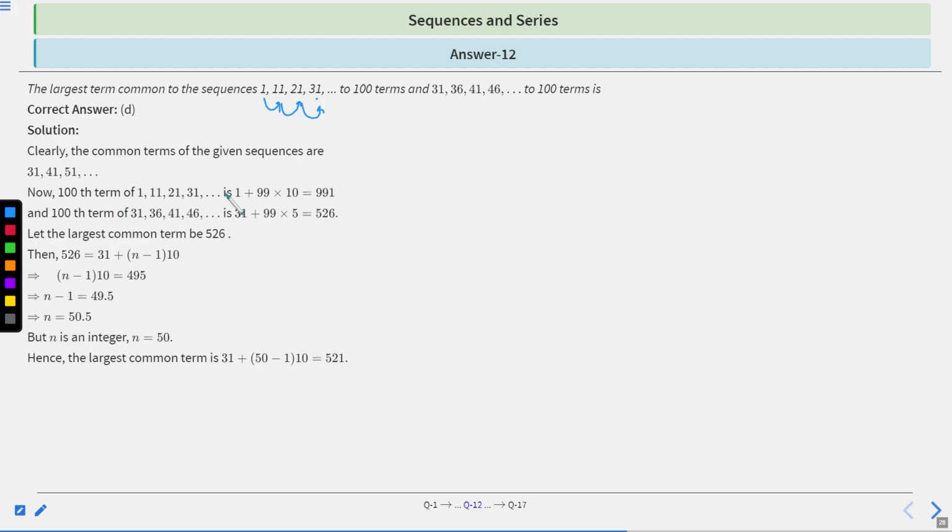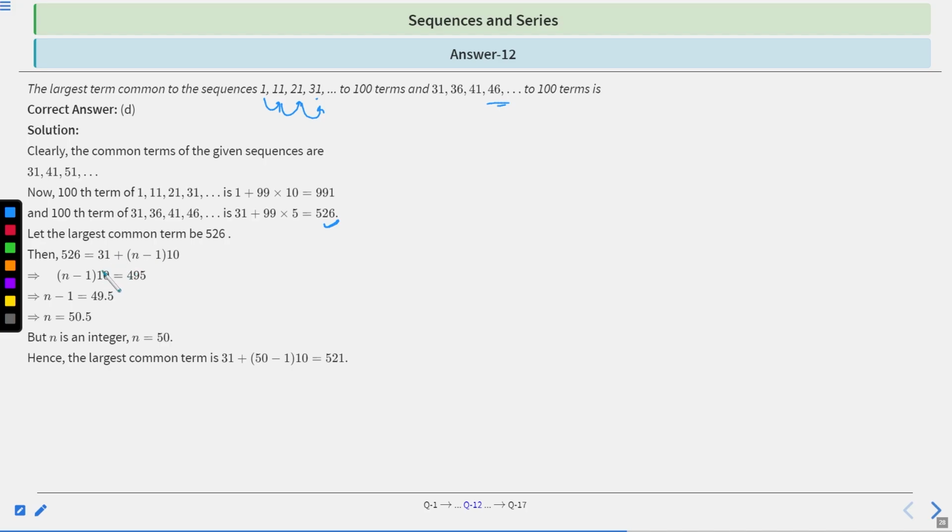Now the 100th term of the first series is a plus (n minus 1) into d, so a plus 99 into d, which is 991. And the 100th term of the second series is a plus 99 into 5, so 31 plus 99 into 5, which is 526. So the largest common term will be 526, because after 526 this sequence stops. So the largest common term is 526.